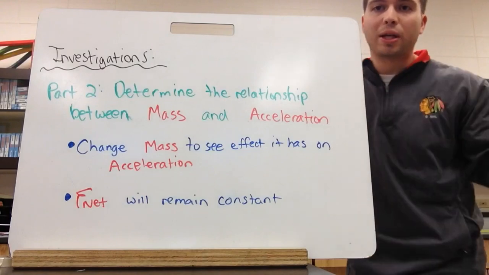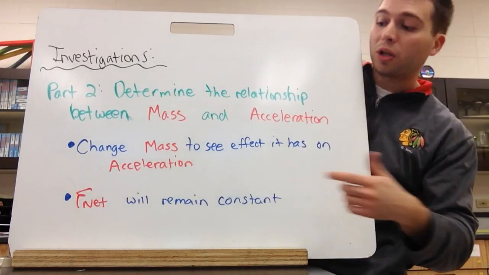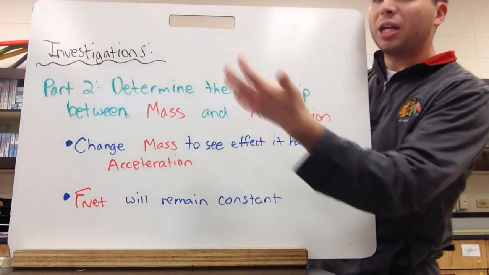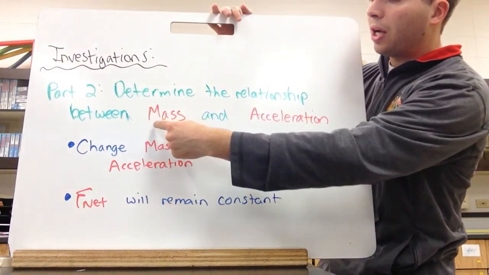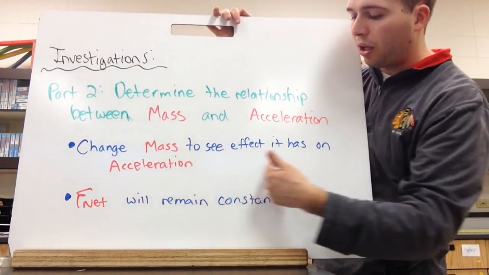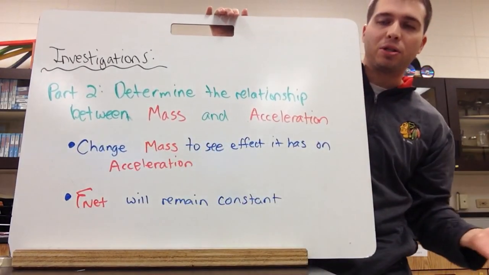Part two, we're going to look at the other side of it. So we're going to keep F net constant, so we're not going to change the force that's acting on the cart. We're going to change the cart's mass. So you're looking at the relationship between mass and acceleration, so you'll be changing the mass of the cart to see the effect it has on the acceleration of the cart.